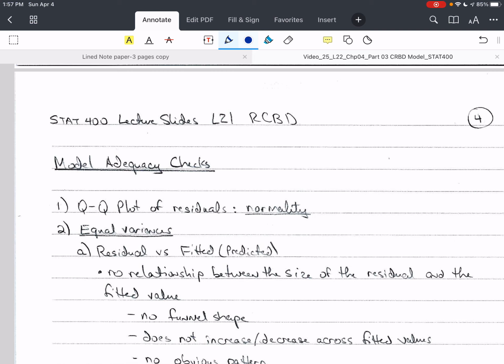Okay? Now the last thing we want to talk about is checking the model for its adequacy for meeting assumptions. And we know how to do this. We have an extra plot that's going to be added, but we know that we need to check for normality, and we can use a QQ plot of the residuals. We also should know that we have to check for equal variances.